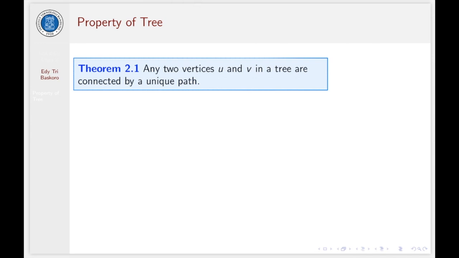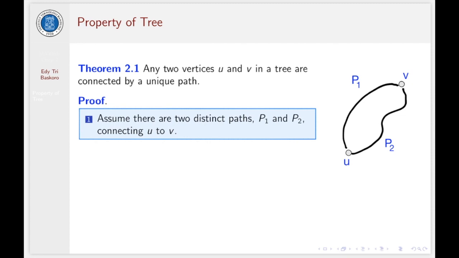In this theorem, we have the first property of a tree. Any 2 vertices U and V in a tree are always connected by a unique path. This is the proof. Assume there are 2 distinct paths, P1 and P2, connecting from U to V. Let's say here we have a path P1 here, and then this is a P2.